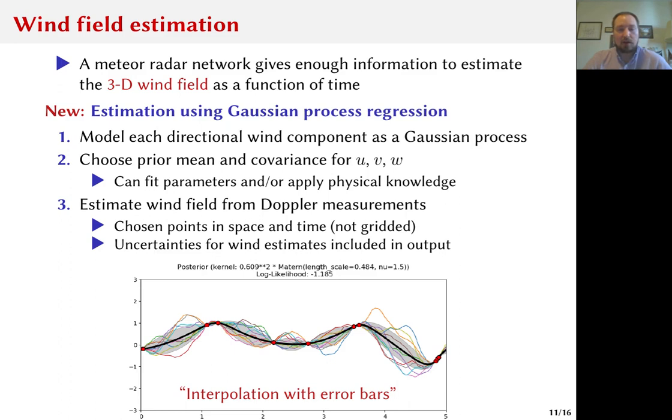And then once you have a prior, you can estimate the wind field from a set of Doppler measurements from the meteor radar, and from the posterior probability distribution, calculate the estimated winds. And you can do that at chosen points in space and time. It's not a gridded technique. And you also get uncertainties for the wind estimates included in the output. And so I like to think of Gaussian process regression as interpolation with error bars.